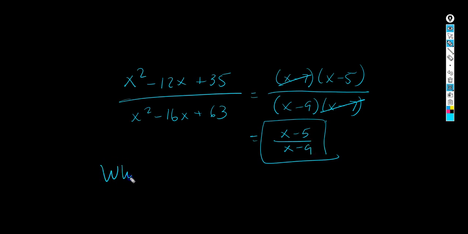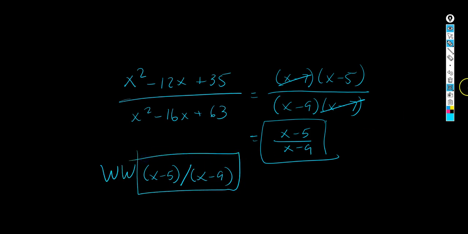Now in WebWork, how would you answer this? You have more than one term in the numerator, so you must put it in parentheses. And you have more than one term in the denominator, so you must put that in parentheses. That's how you would have to put this in WebWork. Okay, what about something like this?